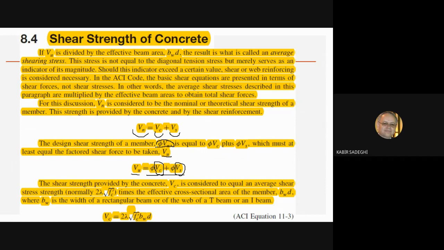Okay, what about the VC? VC is clear. VC is given by the code as a capacity for any section. It depends on D, B or BW, F prime C, and lambda. What is lambda? Lambda is one when we have normal weight concrete. F prime C, you know, B and D is there. You say, why BW, not B? Because for T beams, I beams, etc., we have two Bs, one B at the web, which is important for shear. We have maximum shear at the web, and the other at the flange is not very important. Therefore, we use BW here. Be careful.